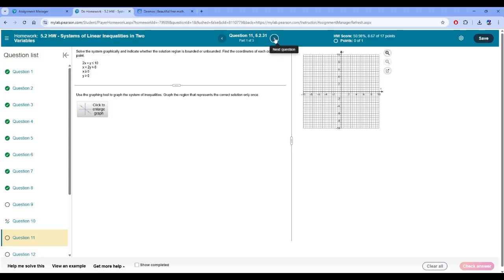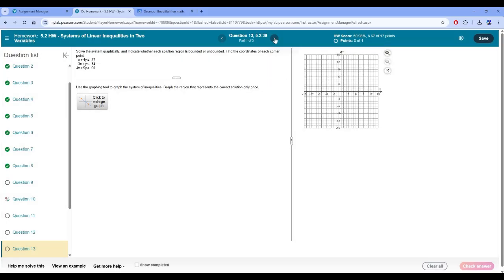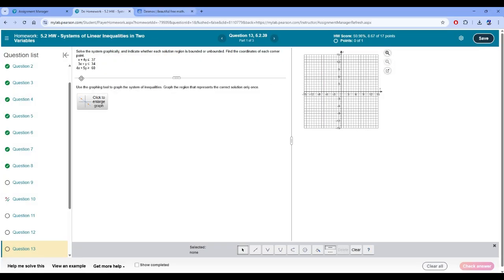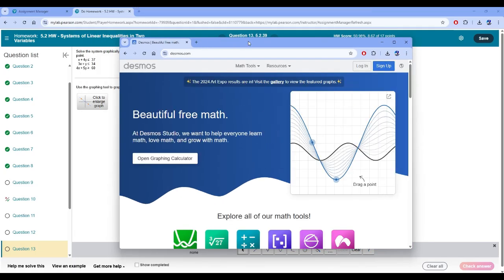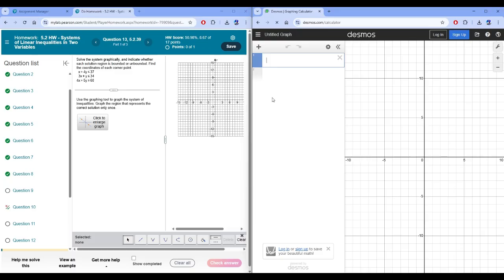Literally the same exact thing. This is a three equation, but it's the same exact thing. So here, what I'll do is I'll put this into Desmos just so that you guys can see, if you're still struggling with maybe how to do this. I'm literally just going to type the equations in.